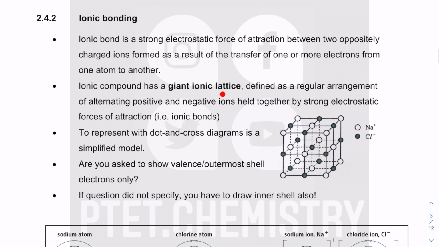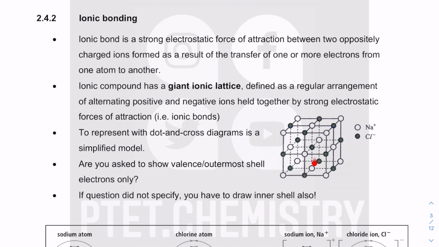They have a giant ionic structure. When you have an ionic compound, the structure is a giant ionic structure. Okay, so giant ionic structure or giant ionic lattice structure is defined as a regular arrangement of alternating positive and negative ions, because we are talking about a giant ionic lattice structure. And this is basically a simple diagram showing the representation of the giant lattice structure.